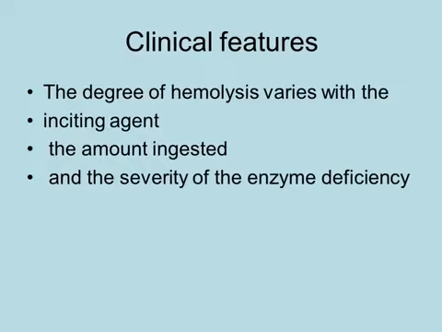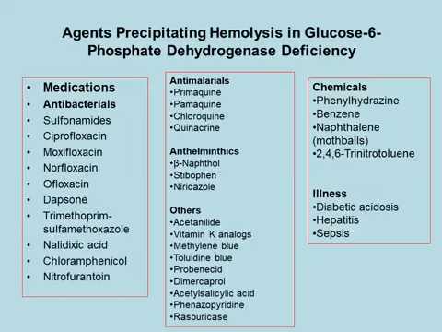The degree of hemolysis varies with the inciting agent, the amount ingested, and the severity of enzyme deficiency. This table shows different drugs that are responsible for inducing hemolysis in G6PD deficient individuals, and usually we supply each patient with a list of these medications in order to be avoided when they are ill.